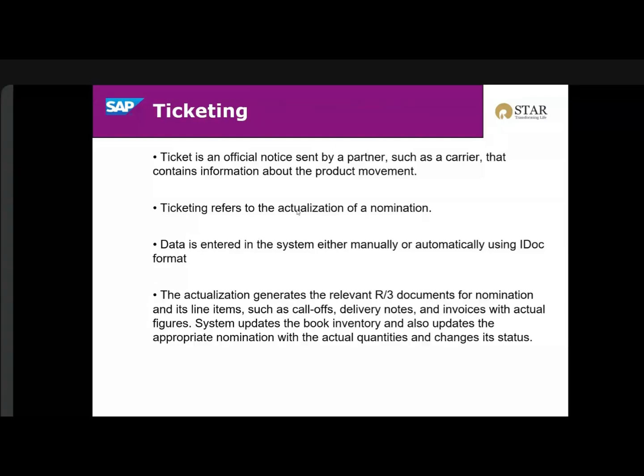Nomination is a scheduling, it's a planning. The planning has to be actualized, and then it becomes ticketing. Data is entered into the system either manually or automatically. That's what I told you. Either in physical form they can send, or through IDoc they can send, and that automatically will create a ticket. The actualization generates the R3 document for the nomination and its line items. R3 means SAP documents, such as sales order, delivery, invoice, actual figures.